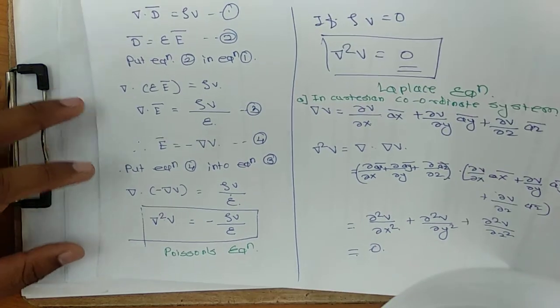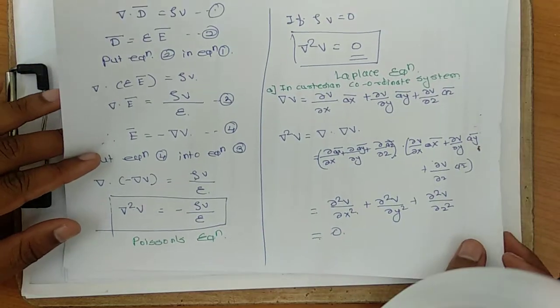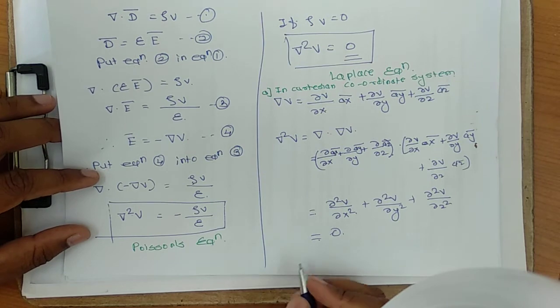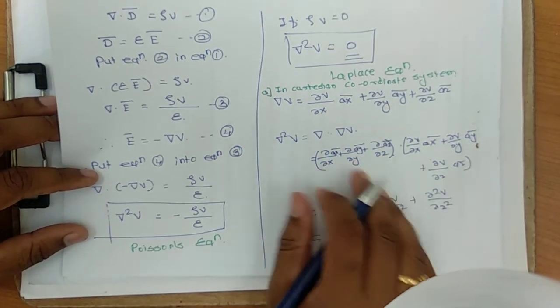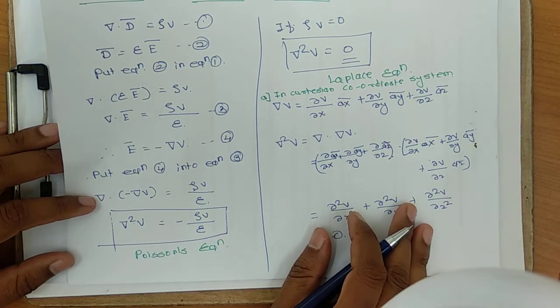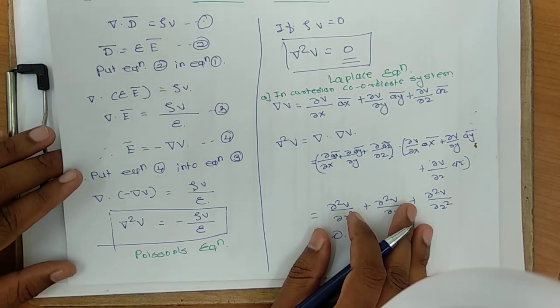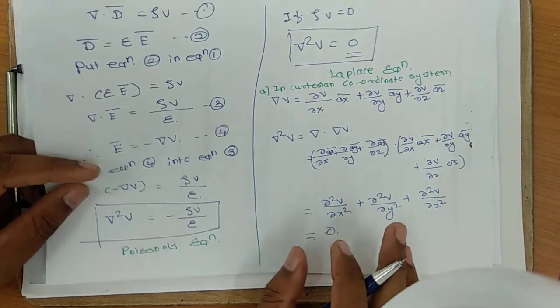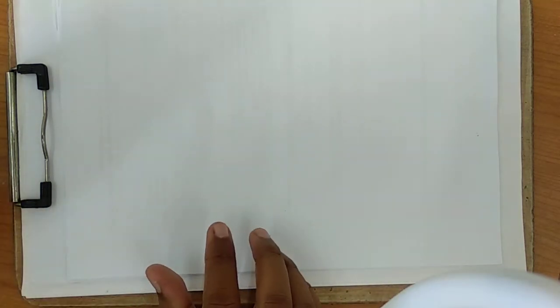So the other two coordinate systems you have to represent. Again I am giving you this homework: you have to find this equation for the cylindrical coordinate system and the spherical coordinate system. So solve this. I am giving you homework for today. Now we will see some problems on the Laplace and Poisson's equation.